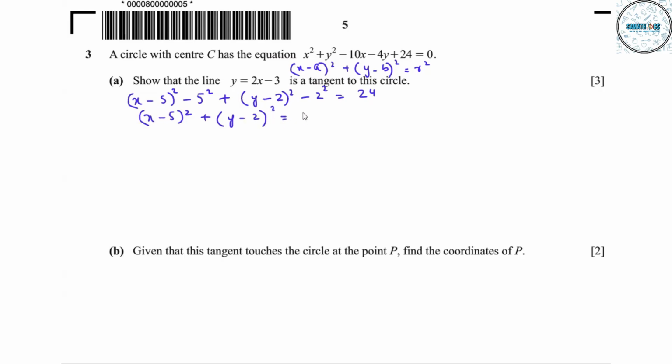is equal to 24 minus 5 square is minus 25, minus 2 square is minus 4. So minus 25 and minus 4 will become minus 29, which we can write over here as plus 29. This is to be minus 20. So we have here x minus 5 whole square plus y minus 2 whole square is equal to 5. This is another form of the equation of circle.